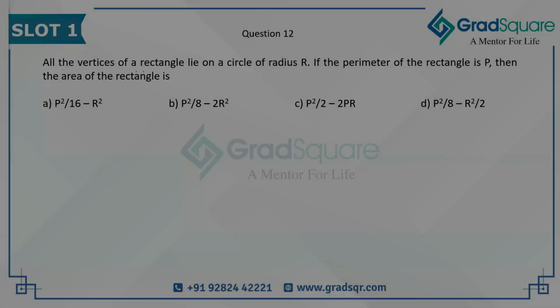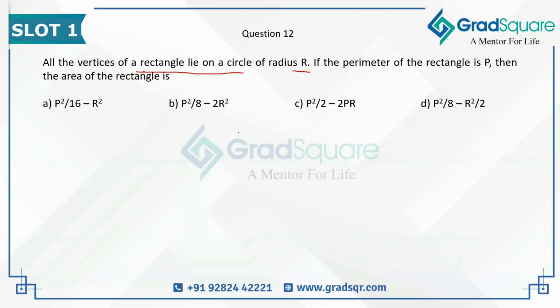All the vertices of a rectangle lie on a circle of the radius r. So the circle is of the radius r. Let me look at this circle of the radius r, and you are looking at a rectangle over here. All the vertices of the rectangle lie on the circle. So this is the rectangle that we are looking at. Suppose this is the rectangle, we are naming it as ABCD.